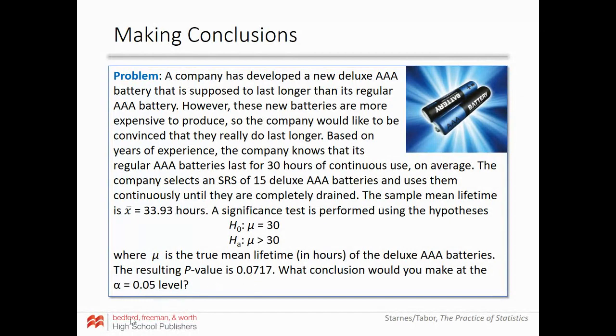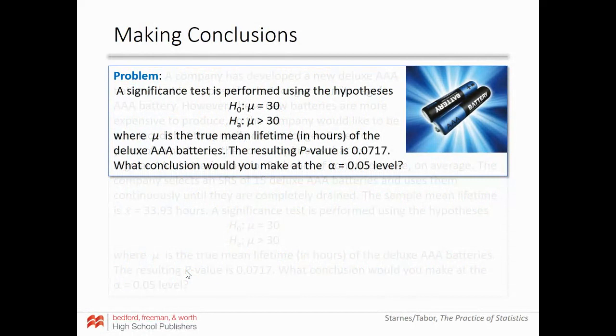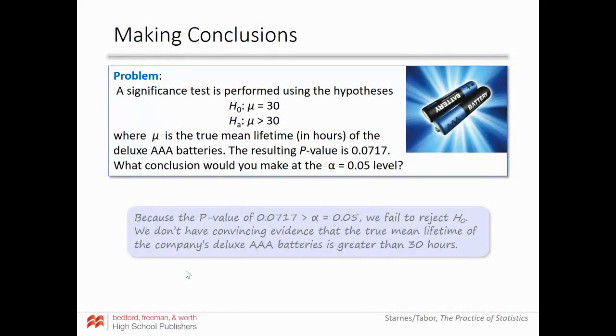So what does that mean? Well, our p-value is larger than our alpha value. Because the p-value of 0.0717 is greater than alpha, which is 0.05, we fail to reject H0. If we fail to reject H0, we don't have convincing evidence that the true mean lifetime of the company's deluxe AAA batteries is greater than 30 hours.